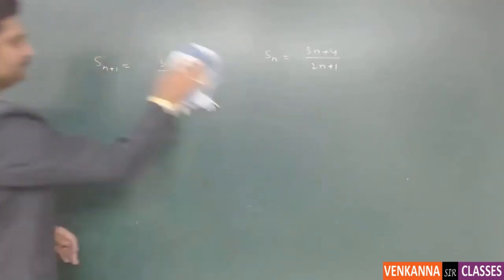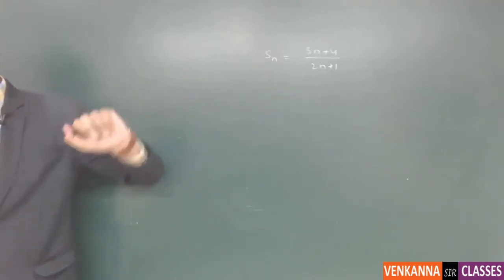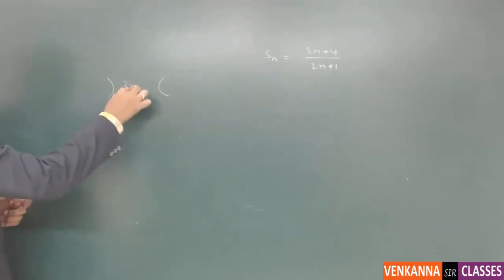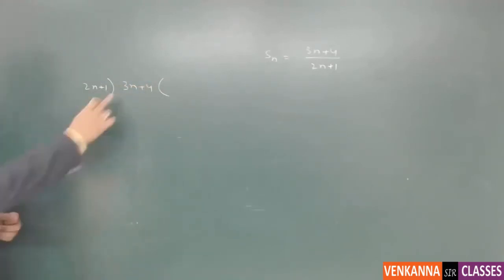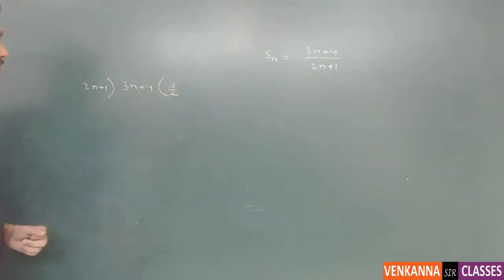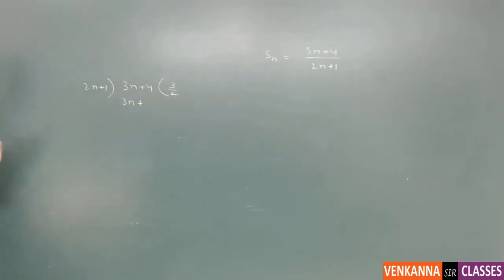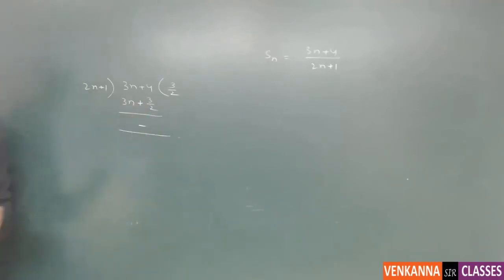So again, take the same term, Sn is equal to (3n plus 4) by (2n plus 1). Since the denominator is 2n plus 1, using that I am writing the numerator somewhat differently. How am I writing? You simply divide 3n plus 4 by 2n plus 1. How does it come? 3 by 2 here. It will be 3n plus something. If you subtract, what could be the value here? It gets cancelled.